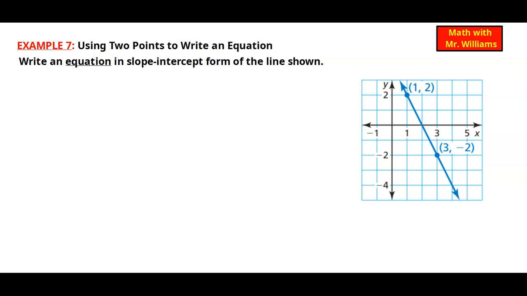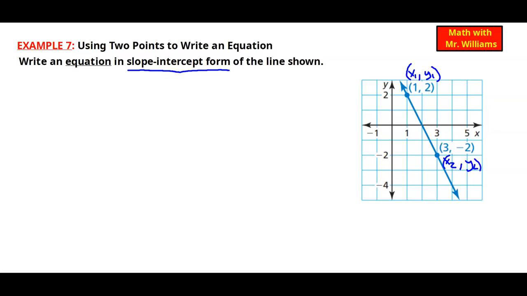Math of Mr. Williams, example 7. Using 2 points to write an equation. Write an equation in slope-intercept form of the line shown. All right, so they give us 2 points. We have a 1, 2 on our line. We're going to call that x1, and the 2 will be y1. All right, down here we have a 3, -2, so we're going to call that x2 and y2.